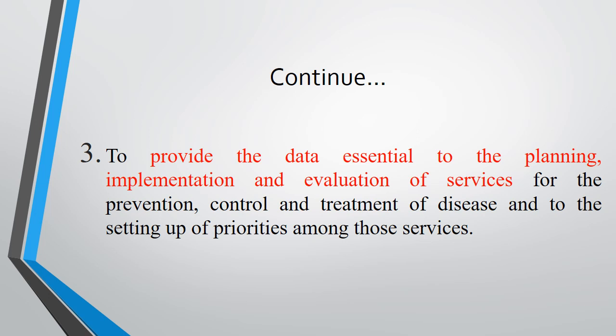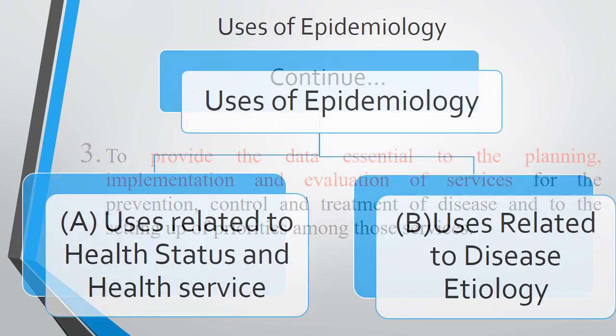So there are three aims. First is to describe how much the disease and health problems are present among the people, and second is to find out the causative or risk factors, and third is to provide all those data for planning and implementing the services for the people. So these are the three aims of epidemiology.